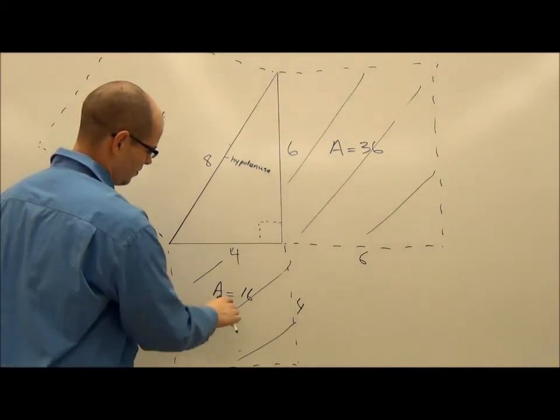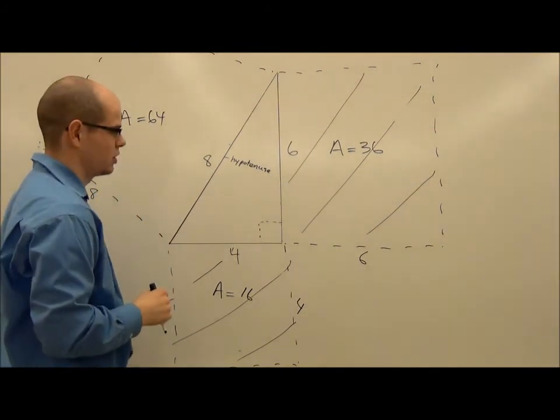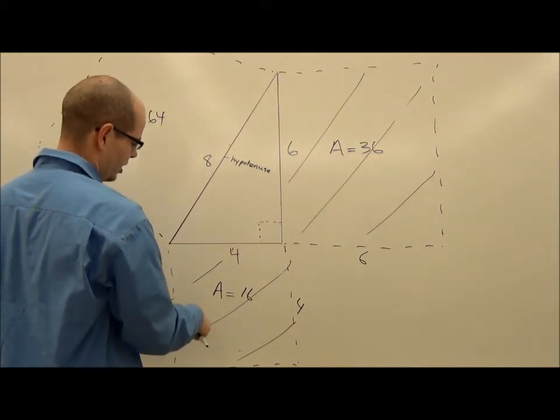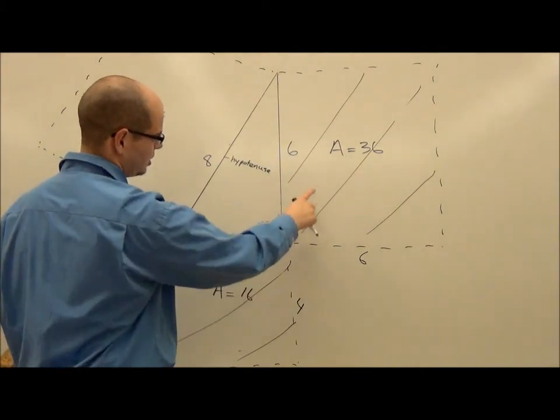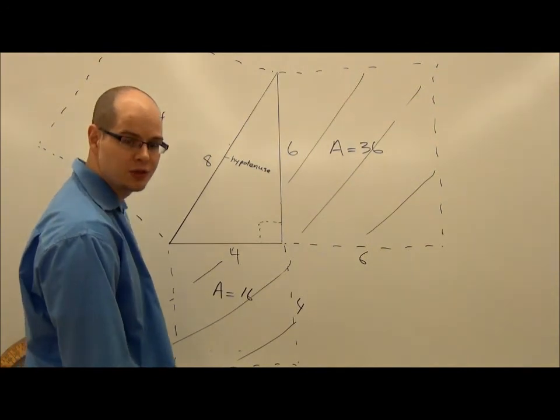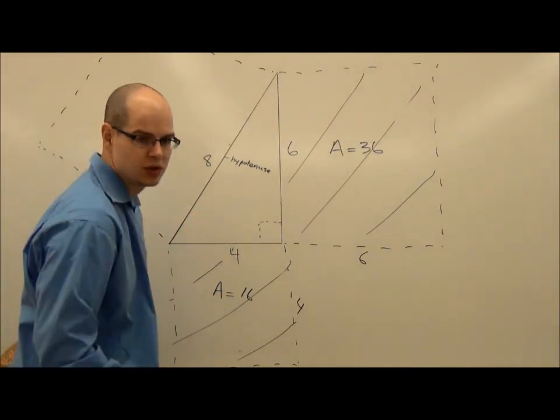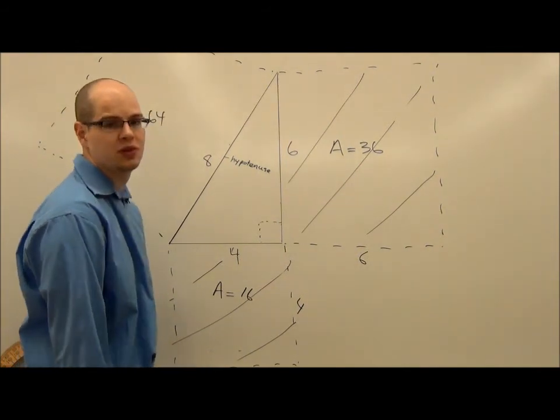So let's check that out. Does 16 and 36 add to 64? That's the question. Well, if you actually add that up, you'll notice that 16 and 36 together gives you 52. 52 does not equal 64. So for this particular triangle, we know it's not a right triangle. Okay, we've just proven it too.